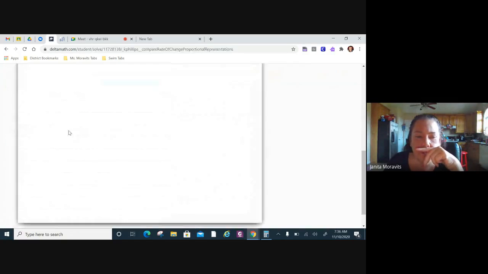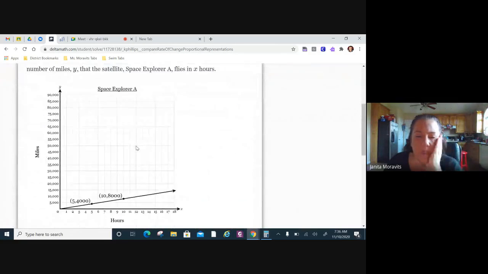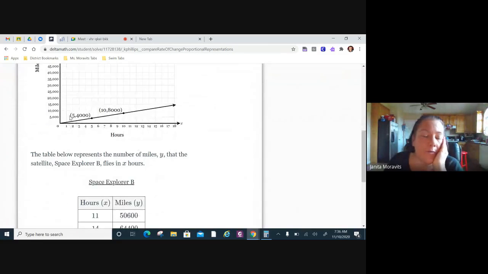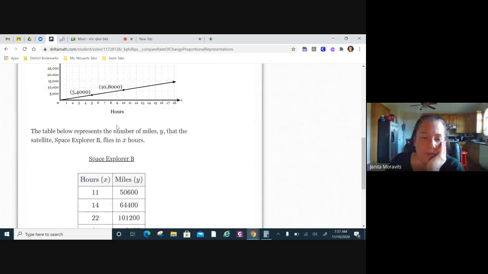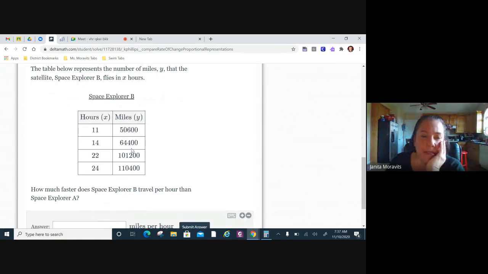All right, comparing rates of change, proportional relationships. Here, again, remember that this is not a comma right there to denote place value. This is an X, which is 5, and a Y, which is 4,000, and an X, which is 10, and a Y, which is 8,000. All right. And then again, we have our hours and miles right here in a chart form for Explorer B. We want to know how much faster does Space Explorer B travel per hour than Space Explorer A.